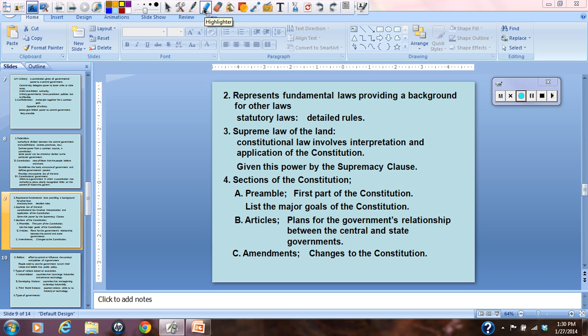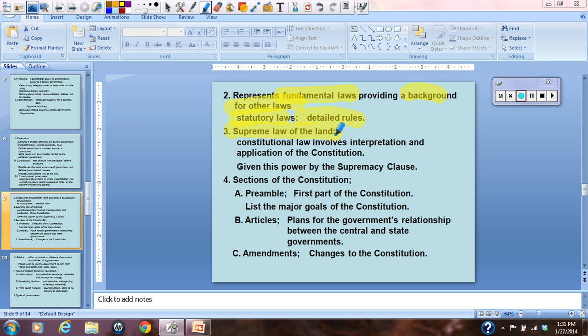All right, now, this one, be careful. What is fundamental law? It provides reference to the law. Okay, good. It provides a background for other laws. Here again, if somebody teaches you the fundamentals, they're teaching you what? The basics. The other laws are called what? Statutory laws, which are detailed rules. Think statute.